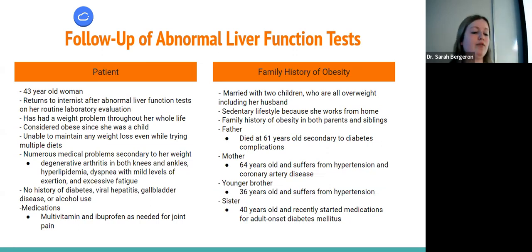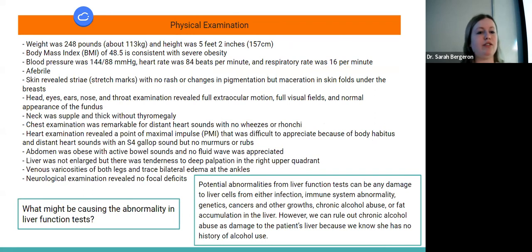And her sister is 40 years old and has recently started medication for adult onset diabetes. So today for her physical examination, her weight was 248 pounds. This is about 113 kilograms, and her height is 5 feet 2 inches, so 157 centimeters. She has a BMI of 48.5. This is consistent with severe obesity.